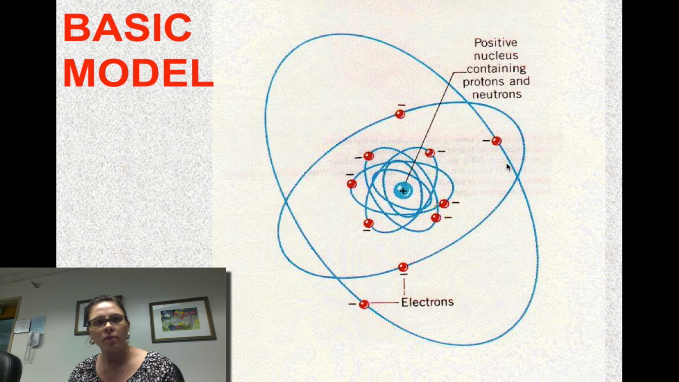Okay, so the basic model of the atom that you guys learned from chemistry last year is that the nucleus of the atom has positive charges in the center, protons, and electrons are orbiting the nucleus, like so. So this is the basic Bohr model for the atom.